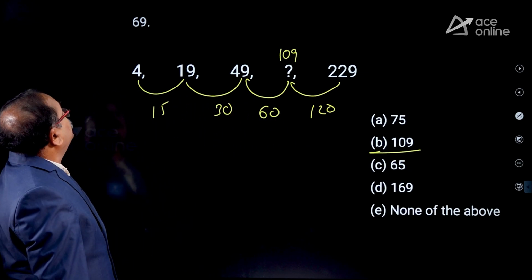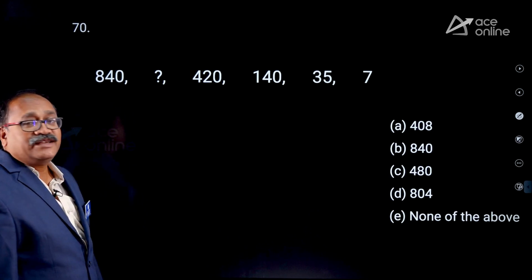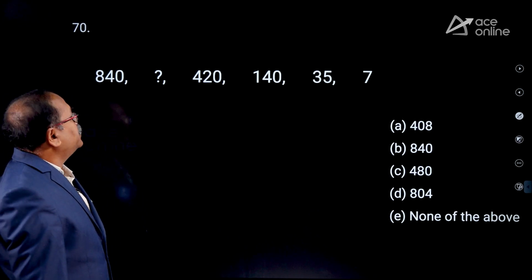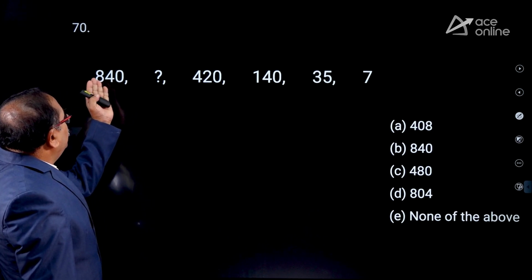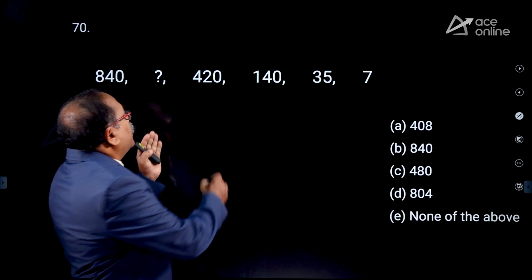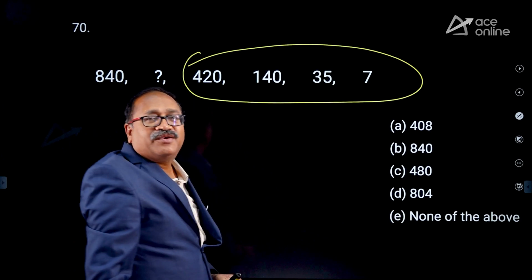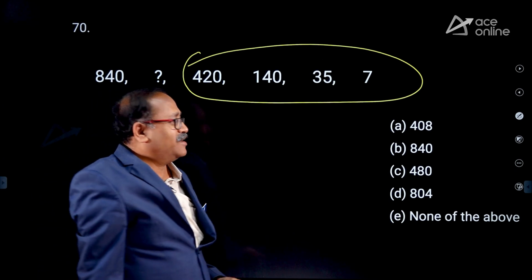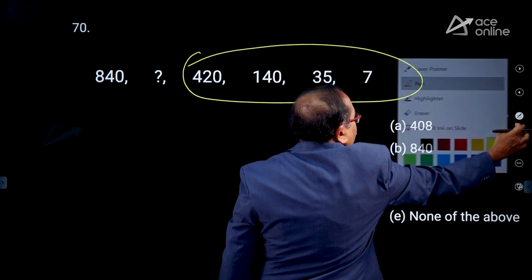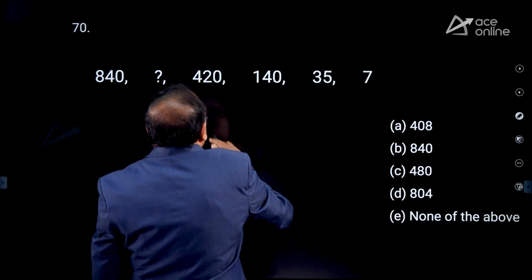Next question, my friends, that is question number 70. What is there in this question? So here 840, there is a gap, and this one is enough to give me the clue. A very long row of numbers is there. So let's find it out. What is this all about?